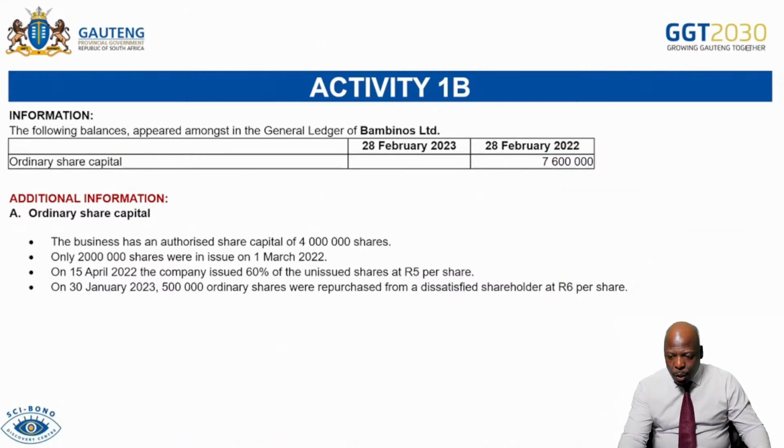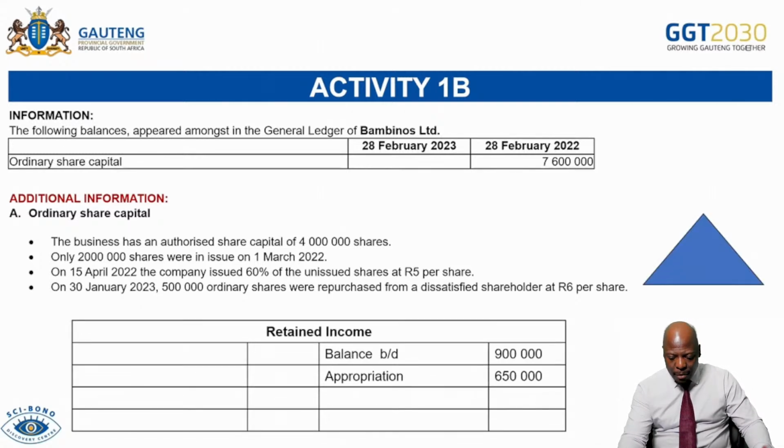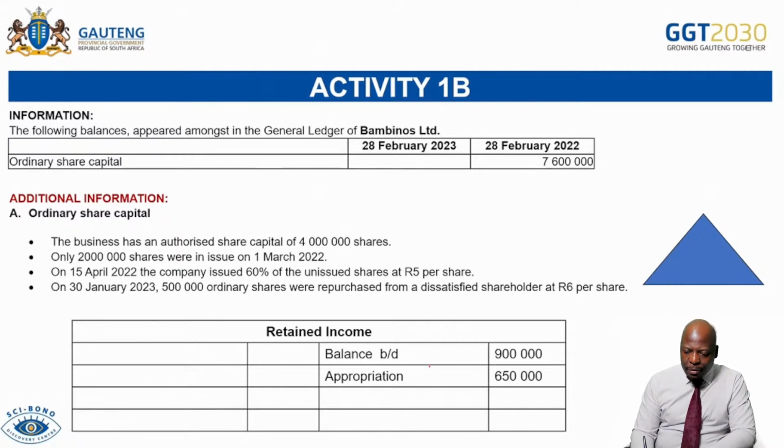Okay, so once you're done with that, the next thing then has to be what gets recorded in your retained income. So in the retained income, we want to record. Already we have our balance. Retained income is an equity account. So on the credit side, it will increase. And then on the debit side, it will decrease.